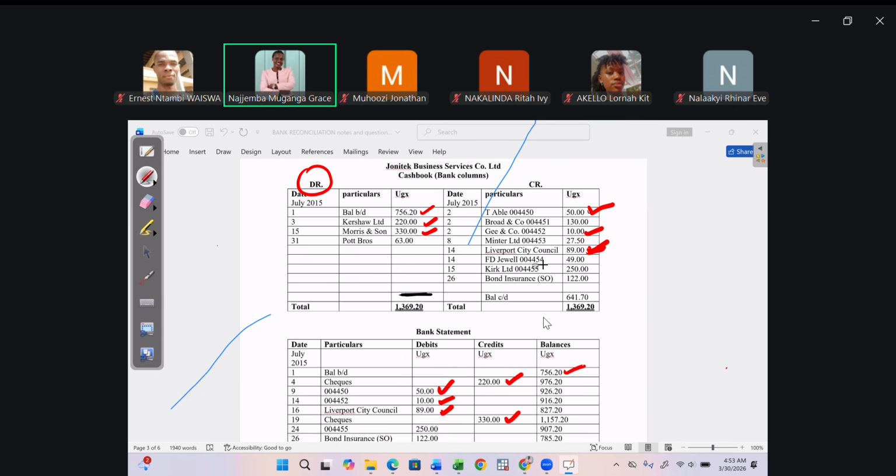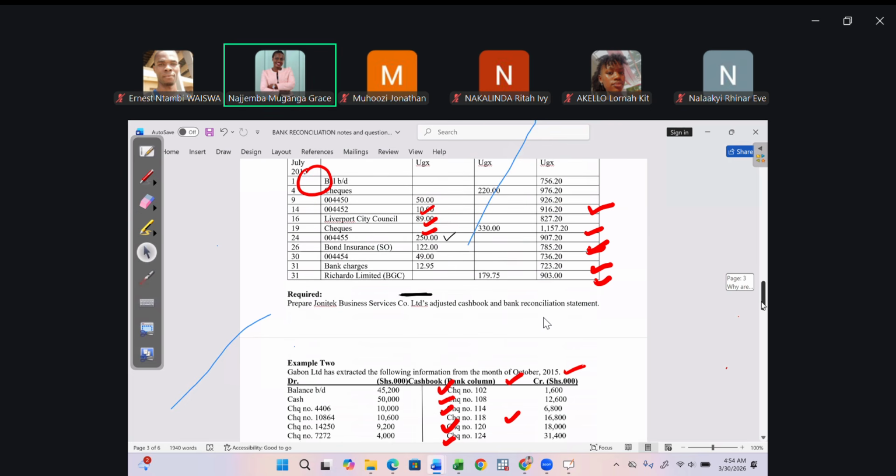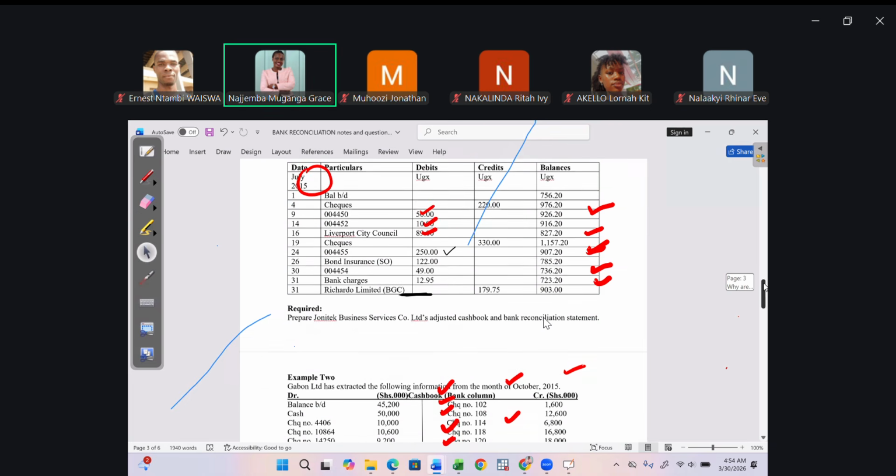Then the 004454, nowhere. 004455. We have it. It is here, 250. Here. 250 right side on the debit, on the credit here. Bond insurance 122. We have that. We have finished. For this question, we didn't have any errors. Let us read the additional information. Prepare the adjusted cash book and the bank reconciliation.